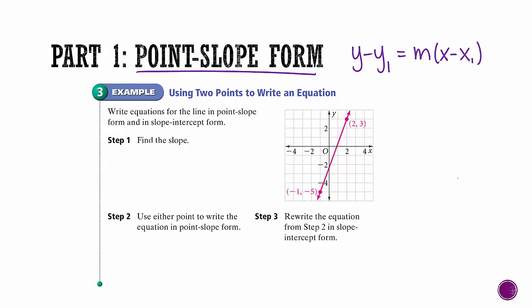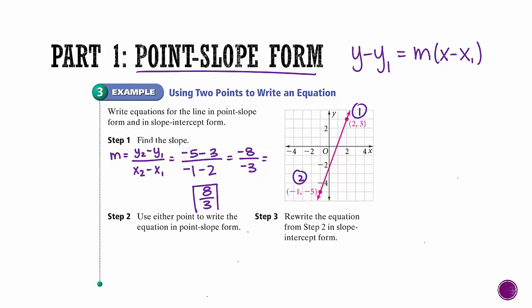minus x1. So remember, slope is y2 minus y1 over x2 minus x1. And let's make this point 1 and this point 2. So I have negative 5 minus 3 on the top, divided by negative 1 minus 2 on the bottom. So on the top I get a negative 8, and on the bottom I get negative 3. So this simplifies to 8/3. So now I have a slope. I know the slope of this line is 8/3.